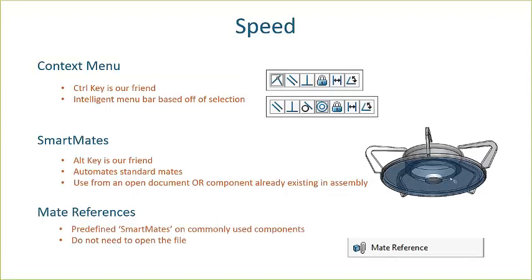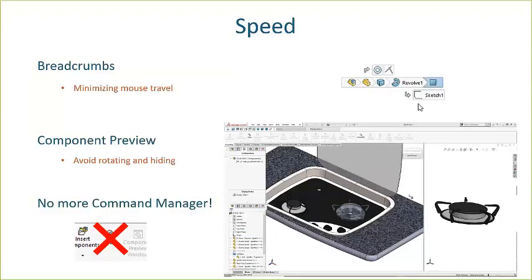Couple other quick efficiency tools here. You saw the breadcrumbs. This was added a couple years ago. Just hitting the D key to have them show up at your mouse. In 2019, actually, you won't even have to hit the D key. They'll just show up for you. This just gives you access to your mates, your reference geometry, your sketches, your features, anything you would need to go over to the feature tree or the command manager for, you can get access to right at your mouse. Just minimizing your mouse travel there.